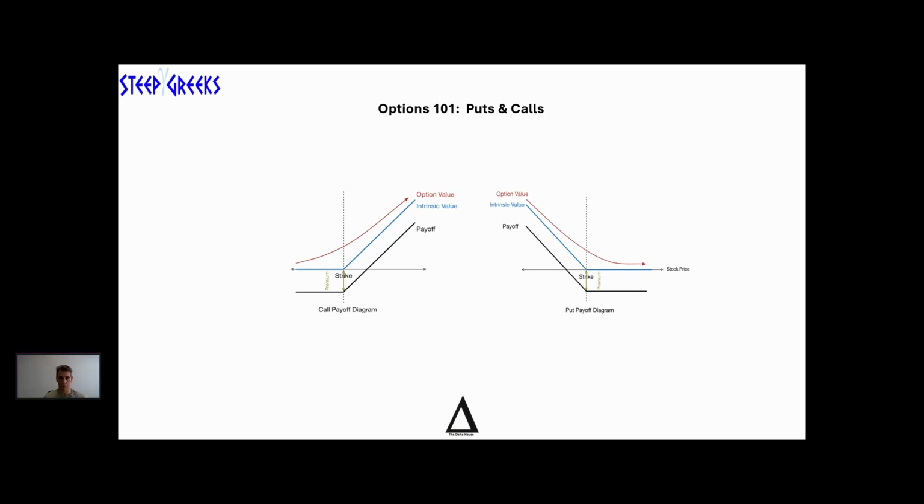So here's a visual picture of puts and calls. On the left, we have a call payoff. The red line shows you the convexity of an option prior to expiration. The blue line is what it looks like at expiration, the intrinsic value, right? And the black line is what your actual payoff is at expiration, including what you paid for premium, right?